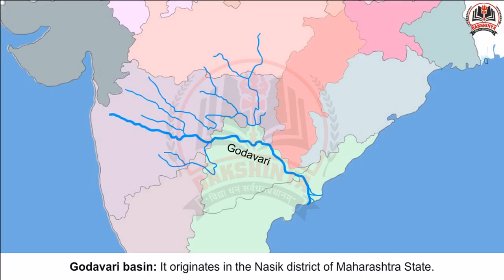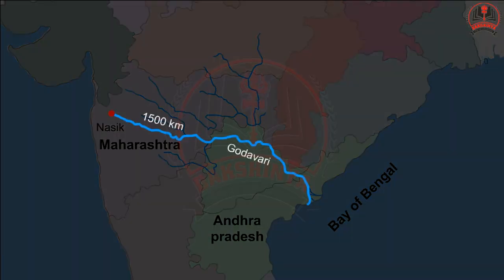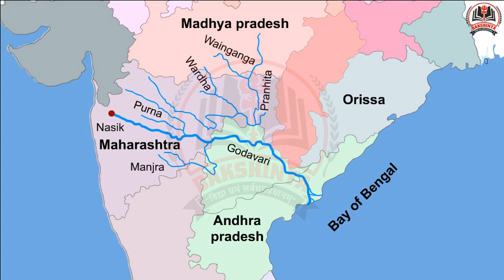Godavari Basin. It originates in the Nasik district of Maharashtra state. It passes through Maharashtra and Andhra Pradesh and forms delta in the Bay of Bengal. It is 1,500 kilometers long. Almost half of the basin lies in Maharashtra. The remaining part lies in Madhya Pradesh, Odisha and Andhra Pradesh. Its tributaries include rivers Purna, Vardha, Pranhita, Manjra, Wainganga and Penganga.